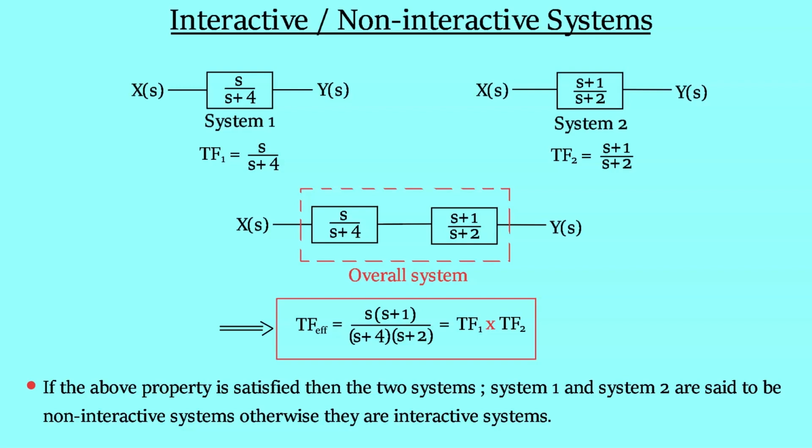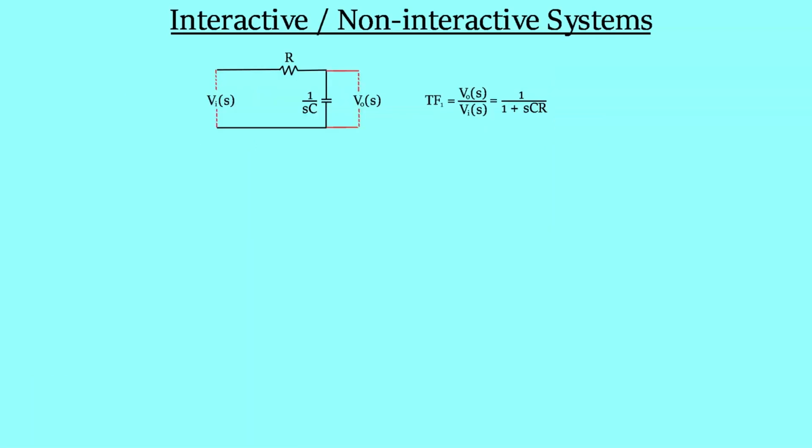Let's take an example. This is a very simple example where we have taken only a resistance and a capacitor. The circuit is already converted into frequency domain. The output voltage is taken across the capacitor, whereas the input voltage is the voltage across the capacitor along with the resistor. The transfer function in this case will be equal to 1 upon 1 plus SCR.